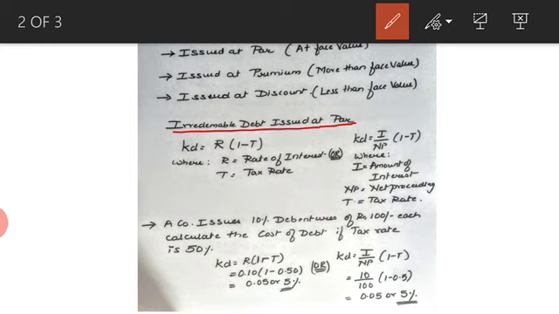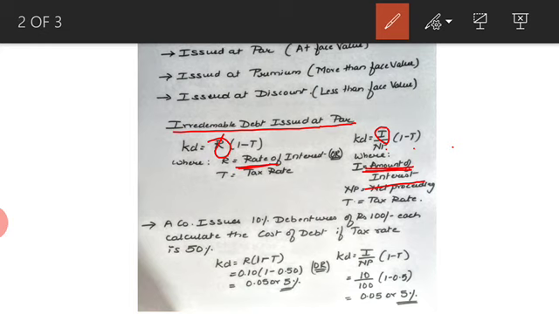The formula is KD is equal to I divided by NP into 1 minus T. Now what is I? I represents the amount of interest. Understand the difference here. Here it is R which represents rate of interest, whereas here I represents the amount of interest.